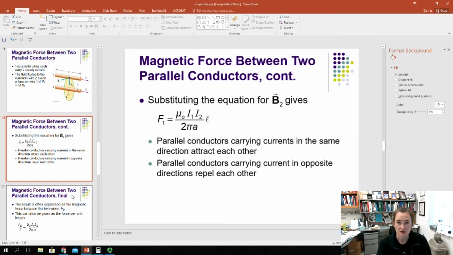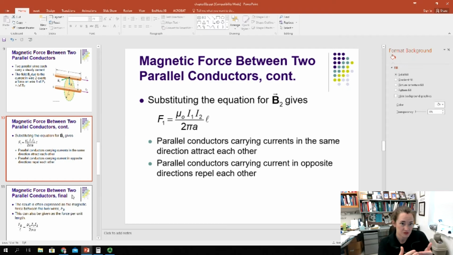So the magnetic field B2 caused by I2 would be mu naught times I2 divided by 2 pi A, where A is the distance in between those two wires. And so we can find what the force is on wire 1 caused by the magnetic field from wire 2. Plugging in there, we've got mu naught times I1 times I2 times L over 2 pi A.